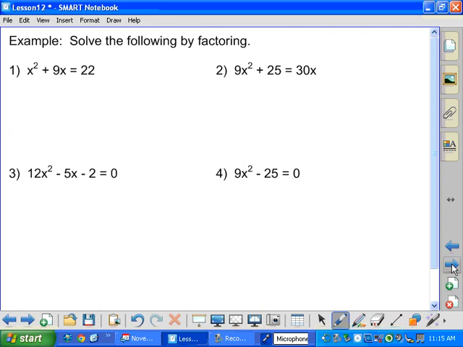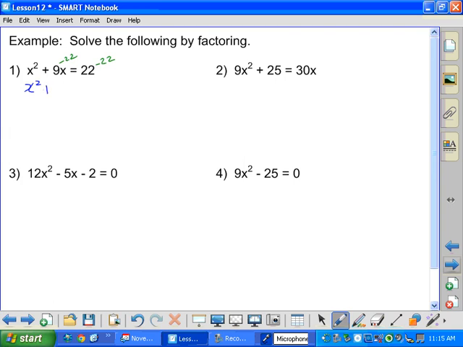So some of them have been mixed up. They're in a different order. So sometimes you've got to move them around. So this first question, we need all the terms on the same side. So I'm going to use my algebra skills, and I'm going to subtract 22 because I want it equal to 0. I'm going to subtract 22 from both sides.